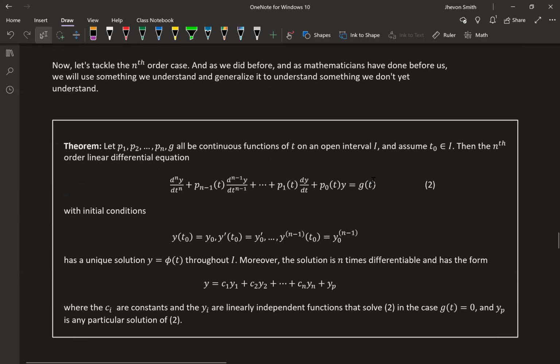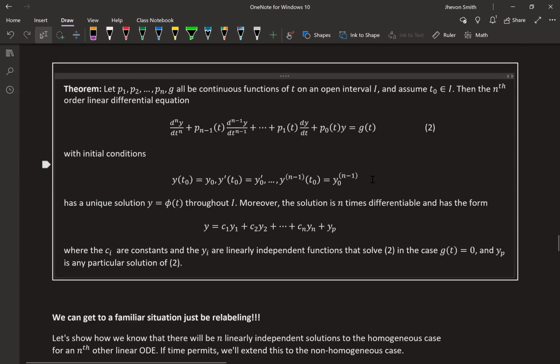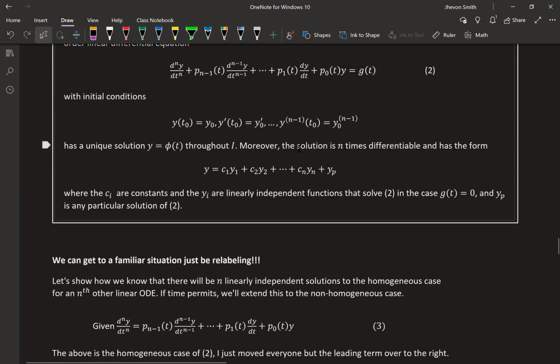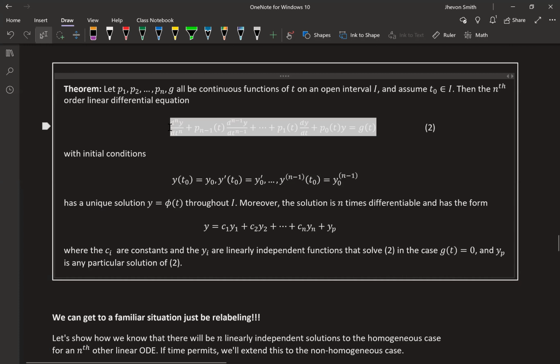Because mathematicians from time immemorial, when you want to solve a complicated problem, one of the first things you try to do is reduce it to a simpler situation that you already know how to solve. Here's how we can reduce this to a simpler situation. I can take this single equation and transform it into a system of linear equations in the following way.